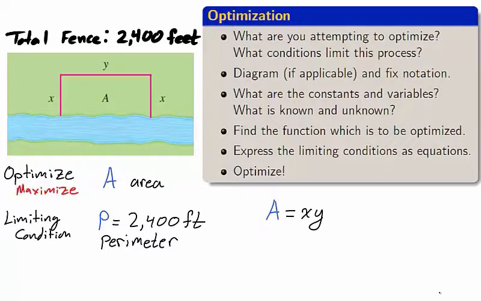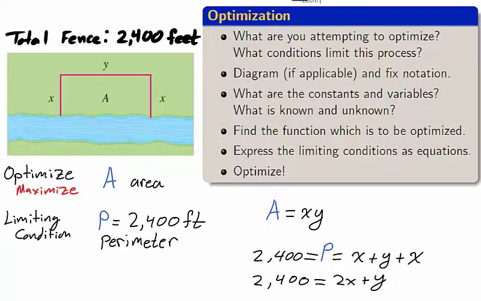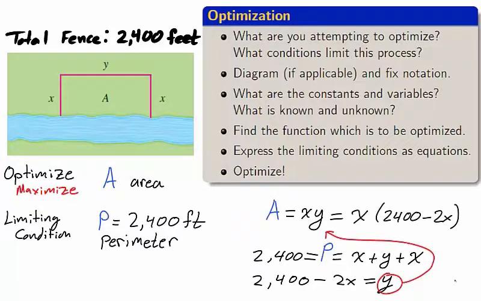The area of a rectangle is the product of its dimensions, x times y, and we can express the limiting condition P, which is equal to 2,400, as x plus y plus x, the 3 sides of the rectangle we intend to enclose. The function A we wish to optimize has 2 variables, x and y, which are related through the limiting condition P. We can solve for the variable y and substitute it into the function A, and then A will be defined only in terms of x.